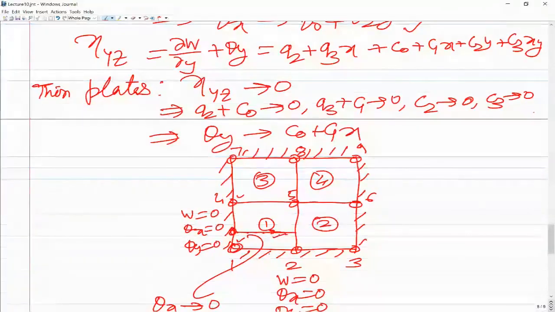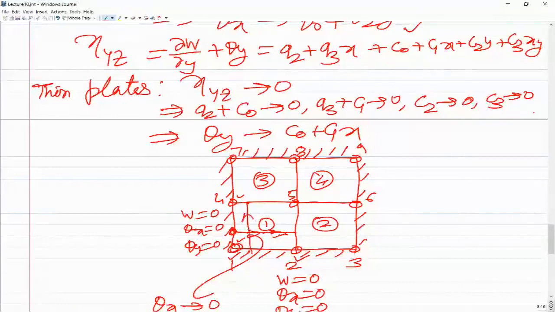And now if you look at that, theta y is linear in x. But if you look at 2 points along x, at this point theta y is 0, at this point it is also 0. So the two constants would be 0. So you will find that theta y will also be 0 throughout along the x direction. And a similar logic you can extend along the y direction.